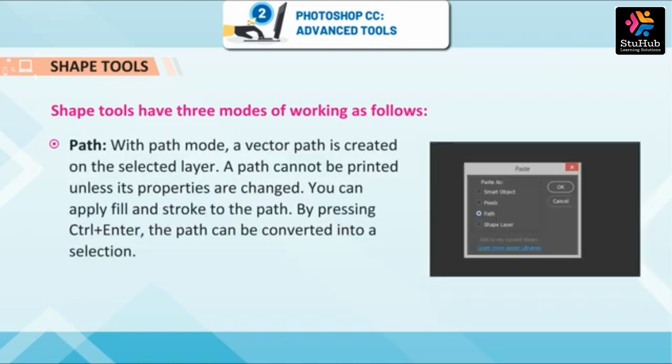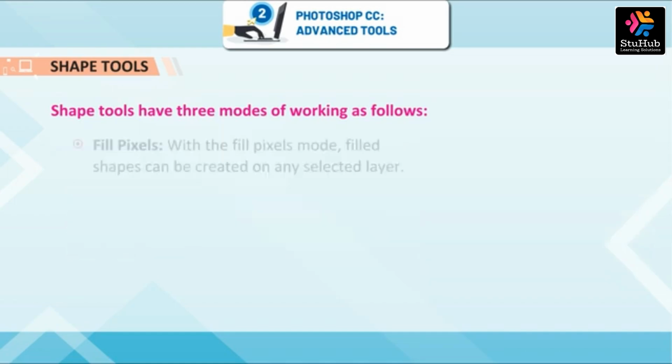Path. With path mode, a vector path is created on the selected layer. A path cannot be printed unless its properties are changed. You can apply fill and stroke to the path. By pressing Ctrl plus Enter, the path can be converted into a selection.